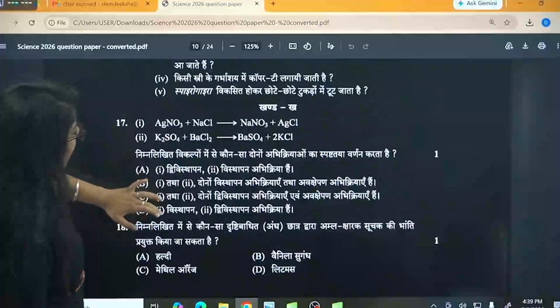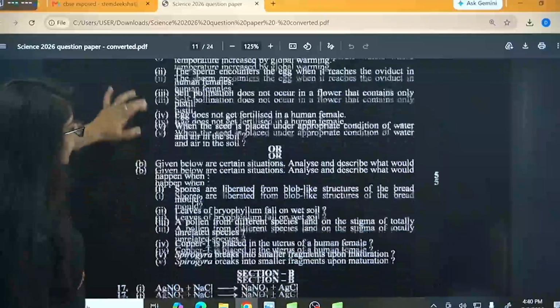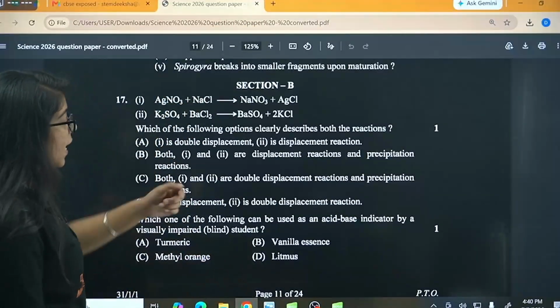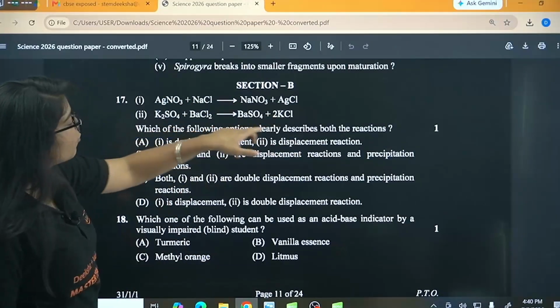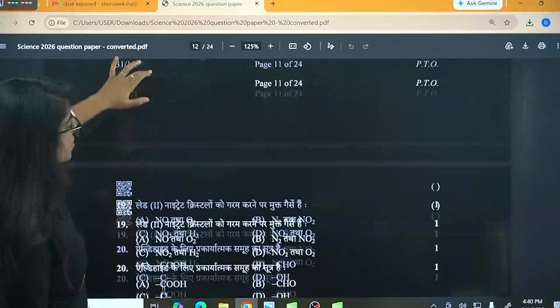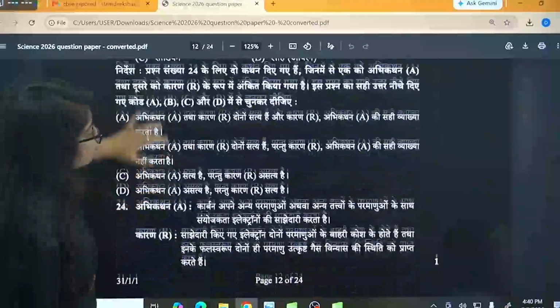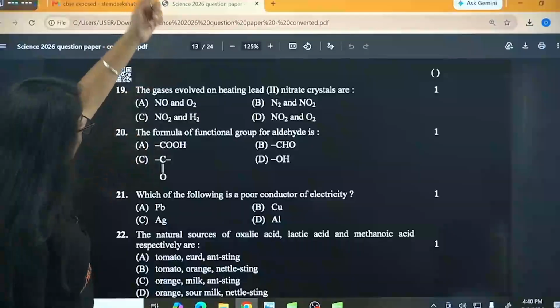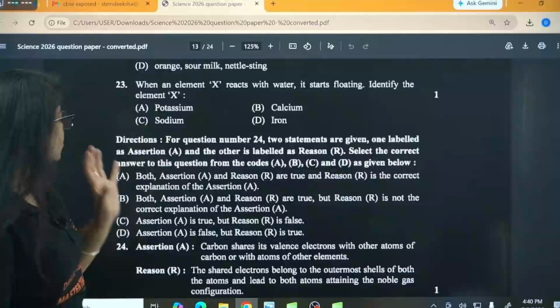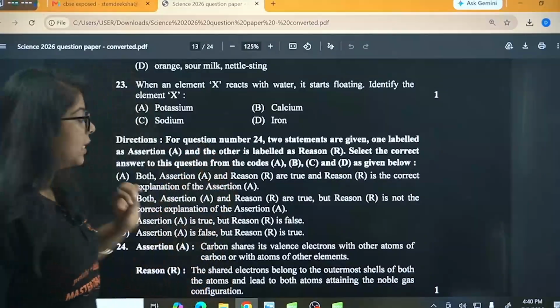again we are reaching our second section, that is your chemistry. Now you can clearly see it's chemistry. Again, it starts with MCQs. Which of the following options clearly describes both the reactions? Again, starting with MCQs, there are so many MCQ questions. Okay, 2 were above there, 3, 4, 5, 6, 7. So you almost have 7 MCQs in each section.